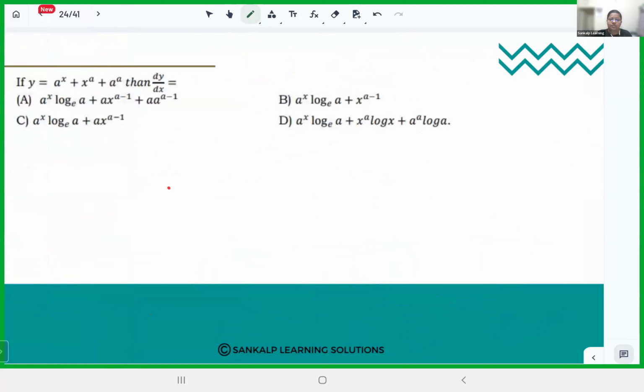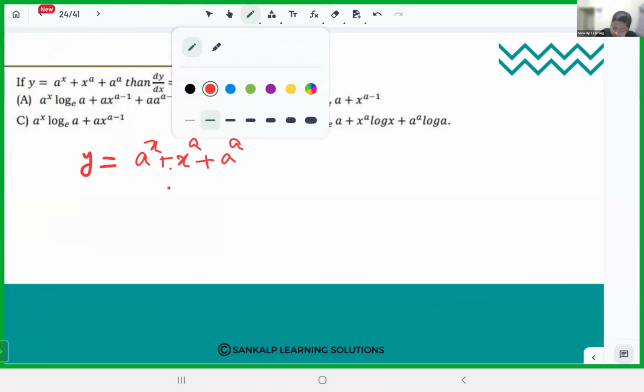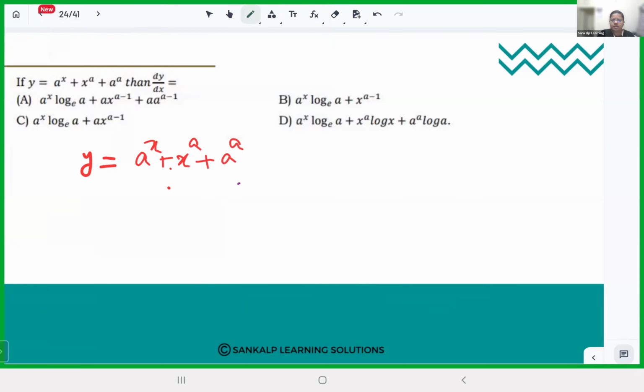So this is our next question. If y equal to a raised x plus x raised a plus a raised a, then you have to find out dy by dx. Okay. So first we can write the function, y equal to a power x plus x power a plus a power a. Okay. So this is our function.